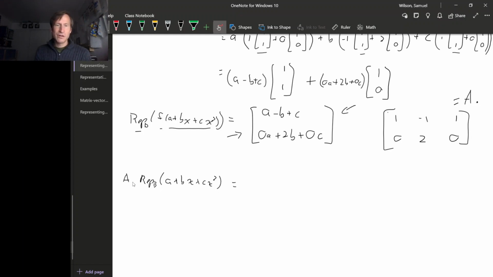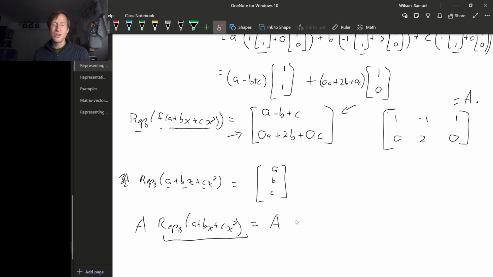So what is the result? First, let's figure out what rep B does to these things. B is the basis 1, x, and x squared, so rep B just pulls off the coefficients of 1, x, and x squared. Rep B pulls off the coefficients when you've written things in terms of the basis, so a, b, c. Now we come to defining what A should do to rep B of a plus bx plus cx squared. What we're really defining here is what A should do to the vector abc.